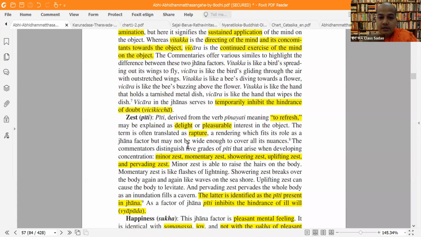The commentaries offer various similes to highlight the difference between these two jhana factors. Vitakka is like a bird spreading out its wings to fly. Vichara is like the bird gliding through the air with outstretched wings. So when a bird is flying, first it spreads its wings. So that is compared with vitakka, and vichara is compared with its actual flying.